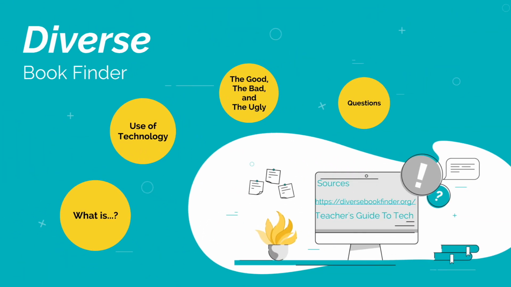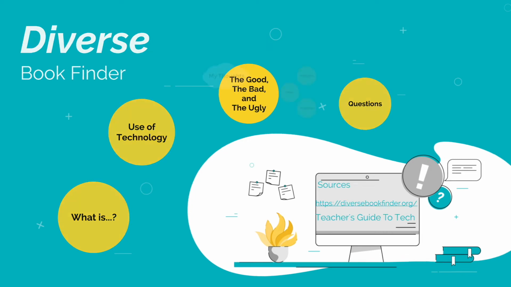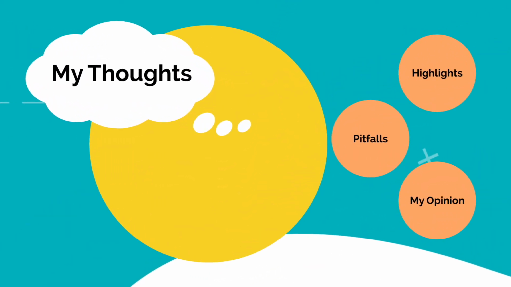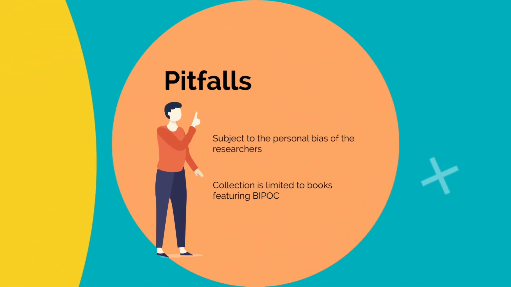Now, let's go over the good, the bad, and the ugly, or the highlights, the pitfalls, and my personal opinion. Now, some of the pitfalls. Obviously, this is very subject to the personal bias of the actual researchers, because they are, at the end of the day, the ones who are determining how people of color are represented in each individual book.